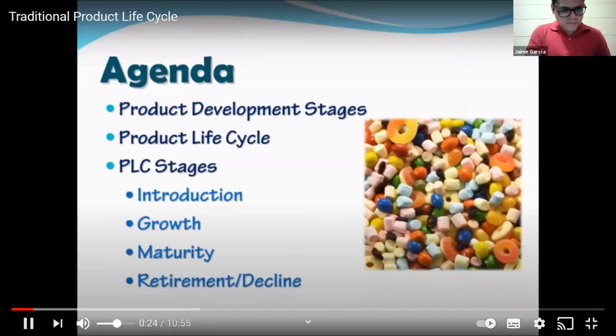Well, we're going to connect the product lifecycle back to the product development stages. Then we're going to take a look at product lifecycle on its own and identify the various 4 stages that the products will go through.